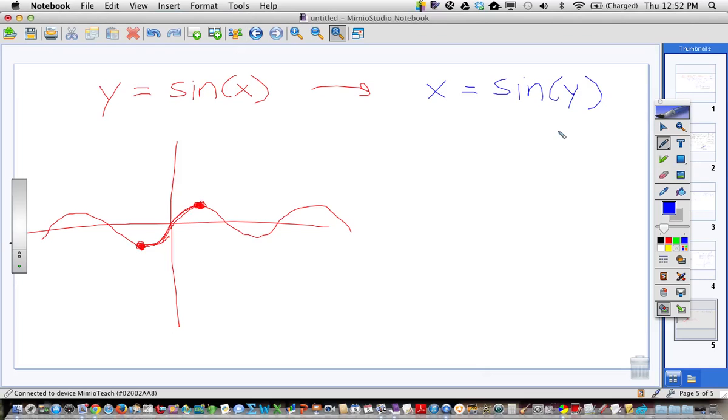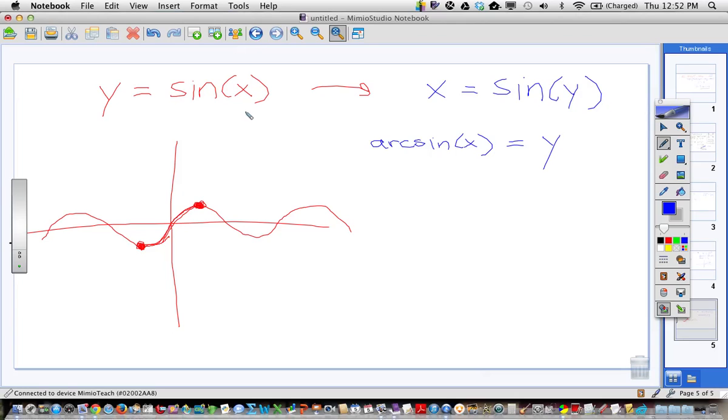From last year. You don't do it very often, to be honest with you. It's inverse sine, or arc sine. So what you would get here is y equals arc sine of x. And that's the inverse function of sine, is arc sine. But it's a function, which means it only has one output.